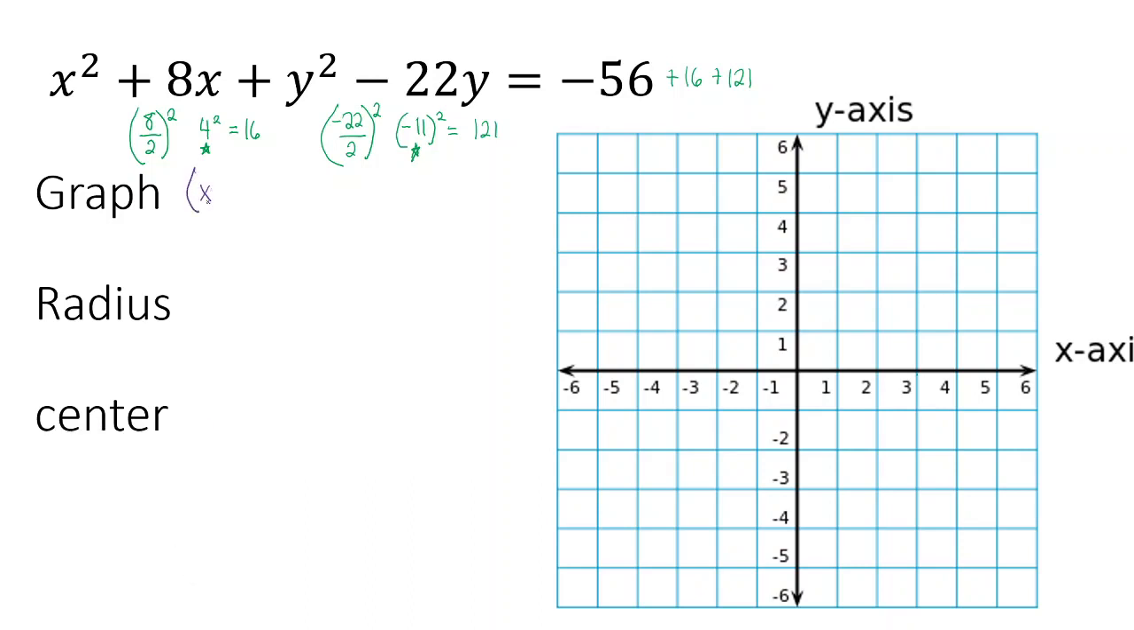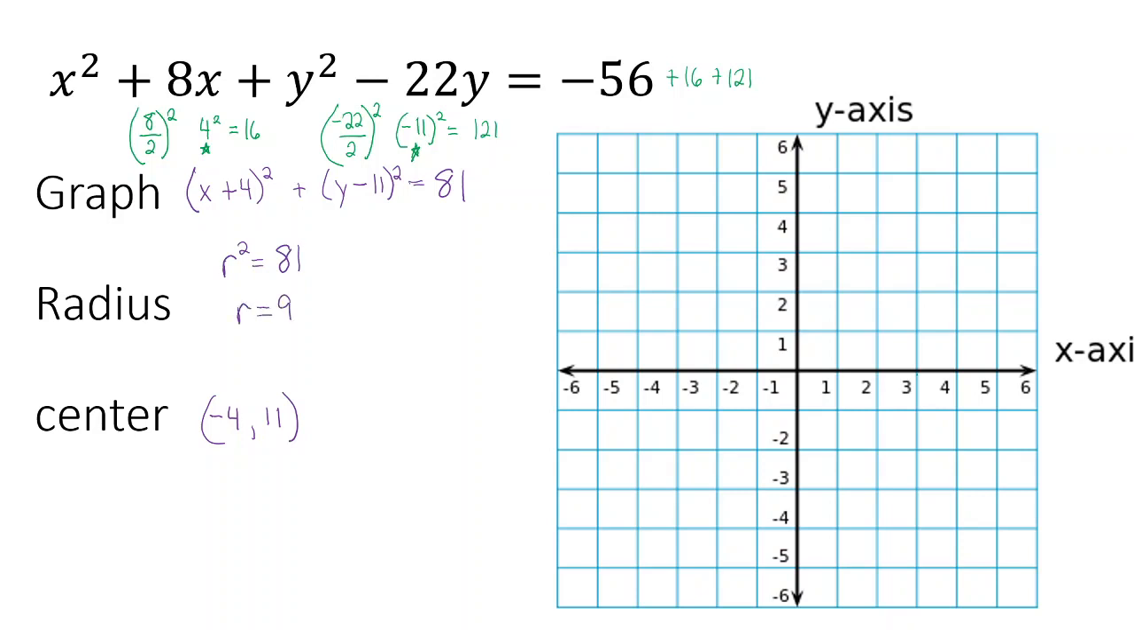So I'm going to have x plus what I starred, which is 4, plus y, and what I starred, which was -11. The negative is important, equals -56 plus 16 plus 121. I got 81. So that means the center is going to be -4, 11, because remember h and k lie. Radius squared equals 81, and the radius equals 9.